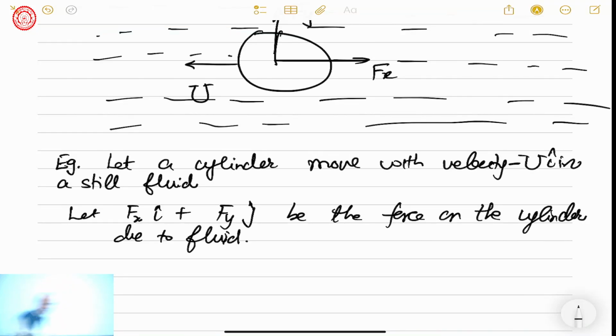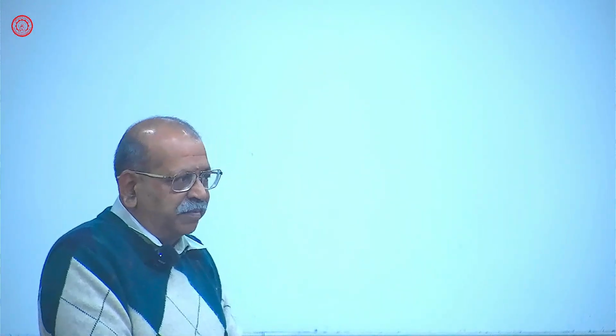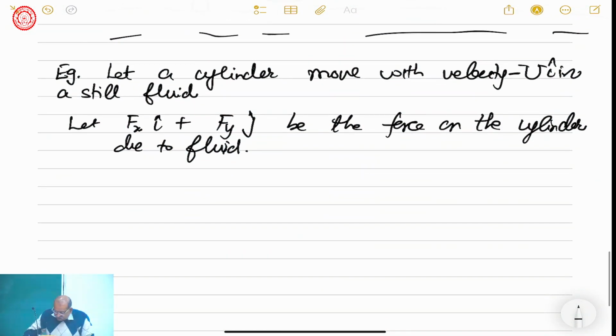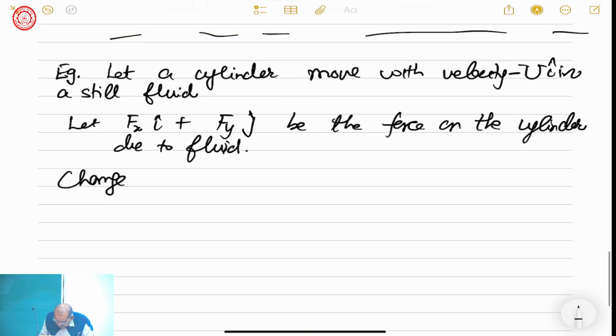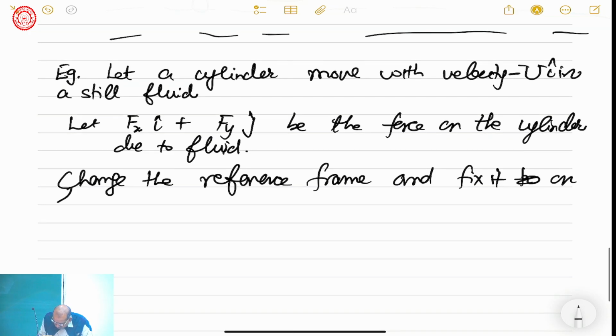Now, one thing we often do, and this we will do a lot in fluid mechanics, is change the reference frame. The reference frame which I am talking of, where the cylinder is moving with u, is connected to the ground. Now, if we change the reference frame and fix it on the cylinder.